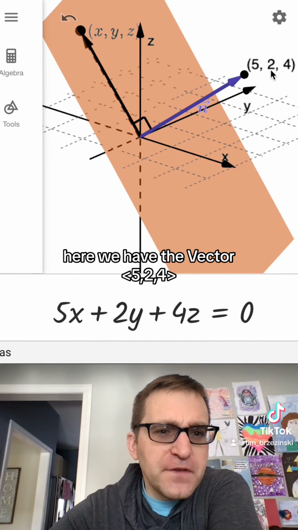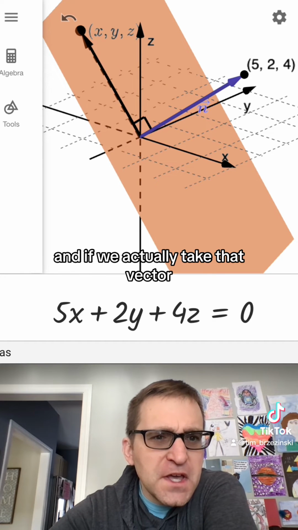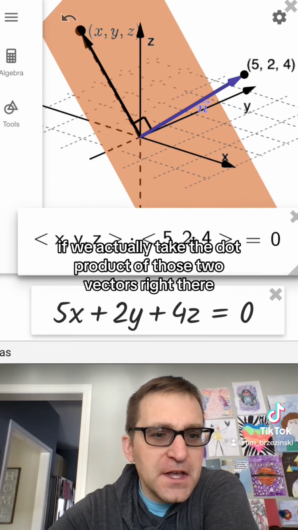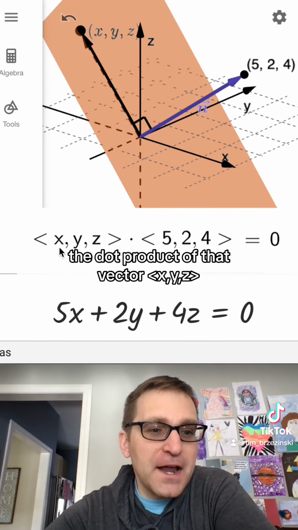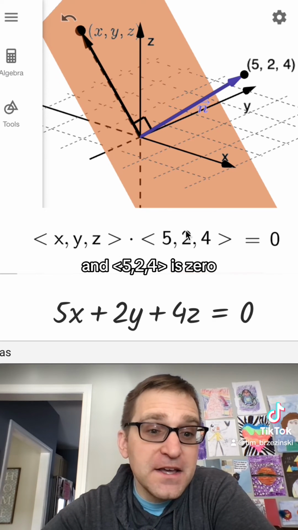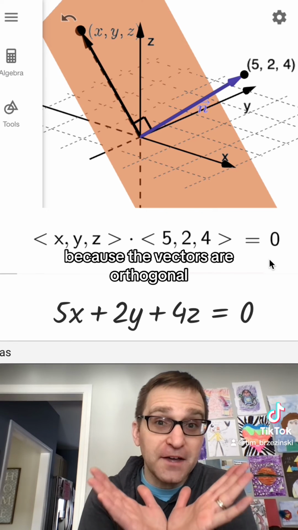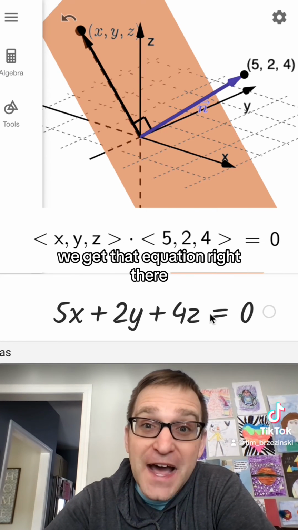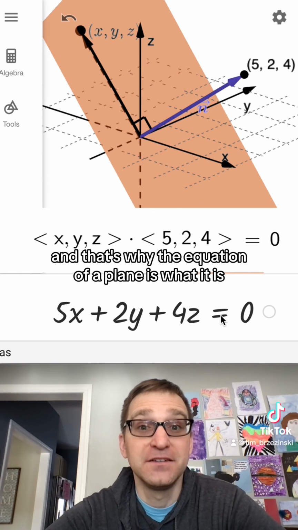Here we have the vector 5, 2, 4, and up here we have the vector x, y, z. And if we take those two vectors, look at this, if we actually take the dot product of that vector x, y, z and 5, 2, 4, it is 0 because the vectors are orthogonal, they are perpendicular. So therefore, by definition of dot product, we get that equation right there. And that's why the equation of a plane is what it is.